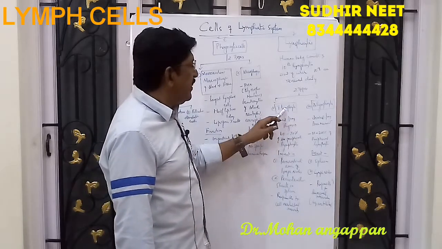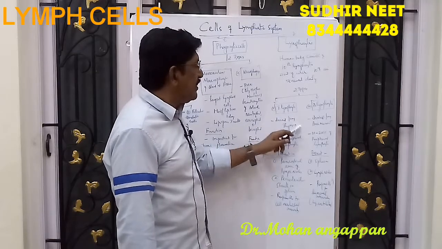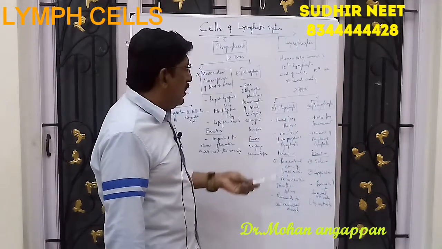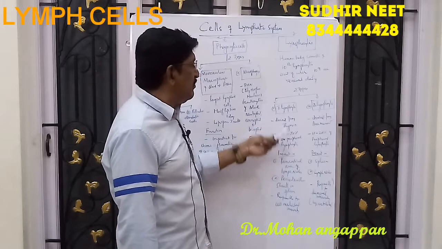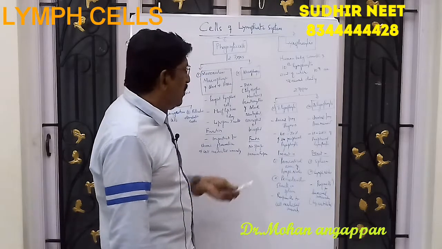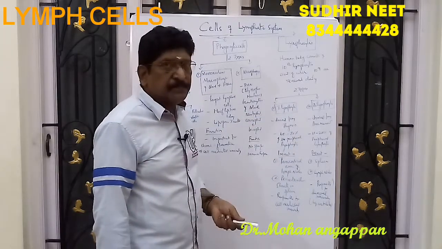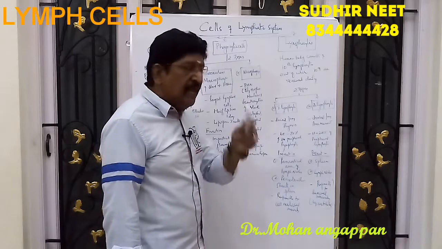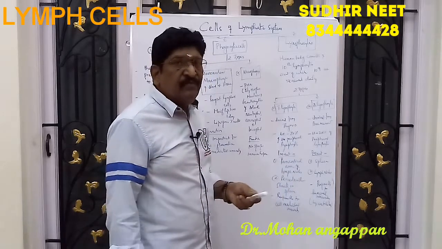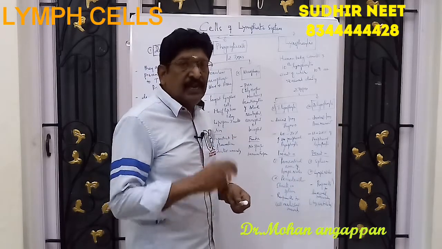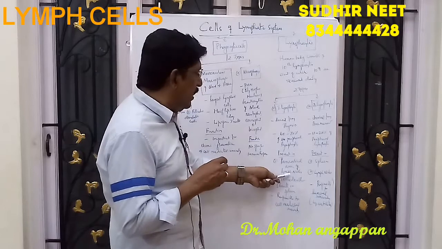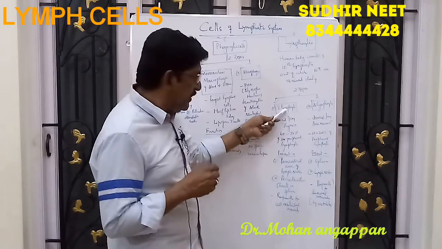T lymphocytes, as the name indicates, are derived from the organ thymus. They constitute 60 to 70% of the lymphocytes. Where do you find these T lymphocytes? Mainly, number one, you find them in the paracortical area of lymph nodes. We'll take up the lymph node separately in the next video. In the lymph node, there is an area, the paracortical area. In that area, T lymphocytes are present.